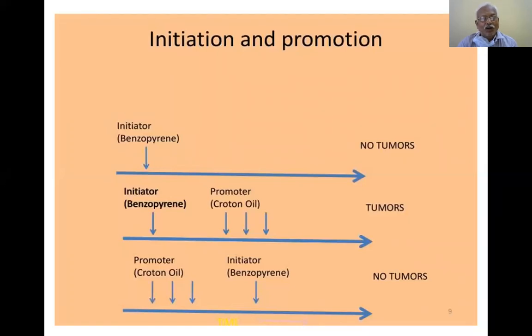Even if the promoter cotton oil is there, if after many years the initiator benzopyrene falls on that, nothing will happen. The time it takes is most important. So no tumor will be there. Everything has to be presented closely. The initiator benzopyrene and the promoter cotton oil, both should be present. Only then will the tumors take place.